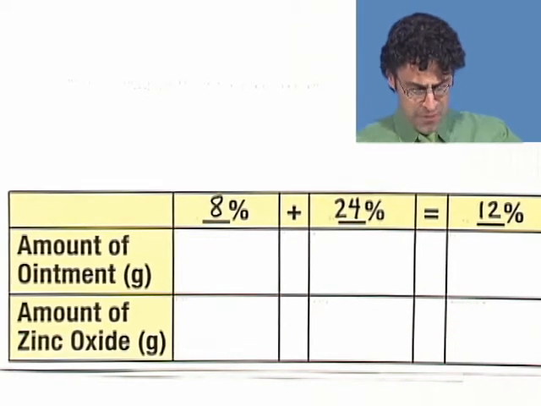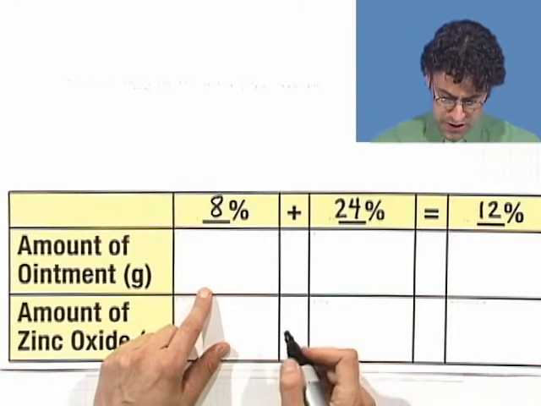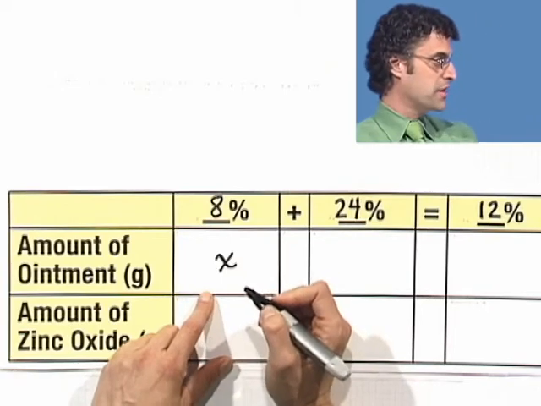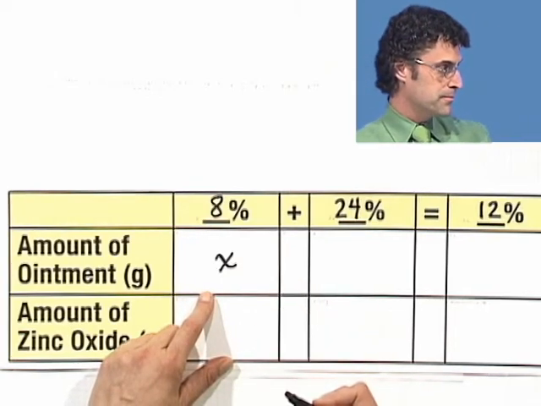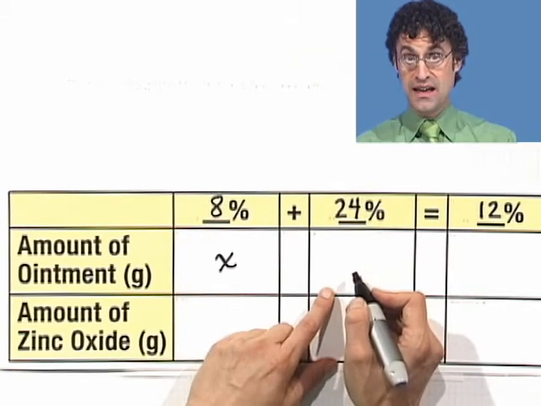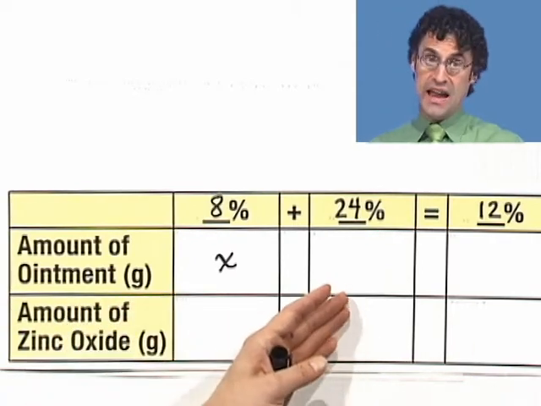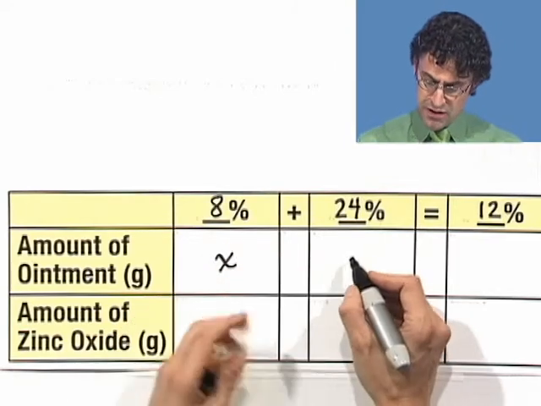Okay, well, how much of the first ointment should we have? Well, I don't know, so I'm going to call that X. That's how many grams I'm going to have of the first ointment. Okay, now, how many grams of the second ointment am I going to have? I don't know that either. So I better call that something else. I can't call it X because X is already taken. That represents the number of grams of the first ointment. So I'll call this one Y.